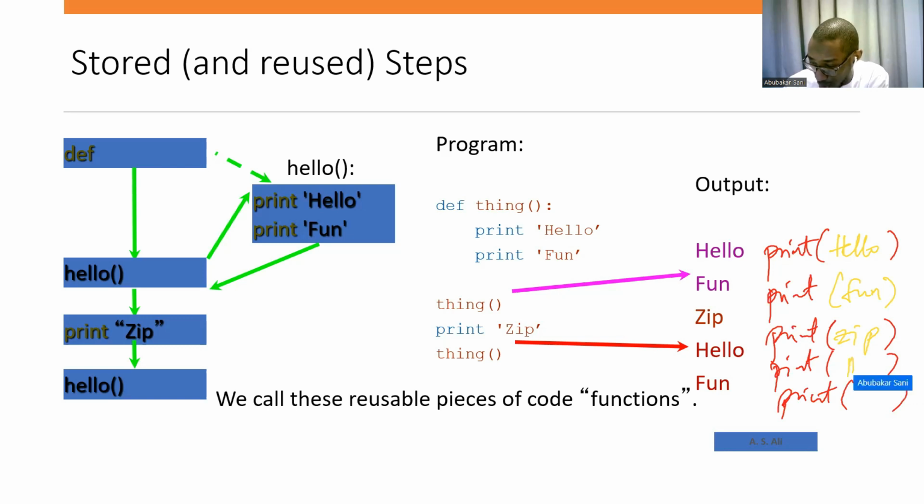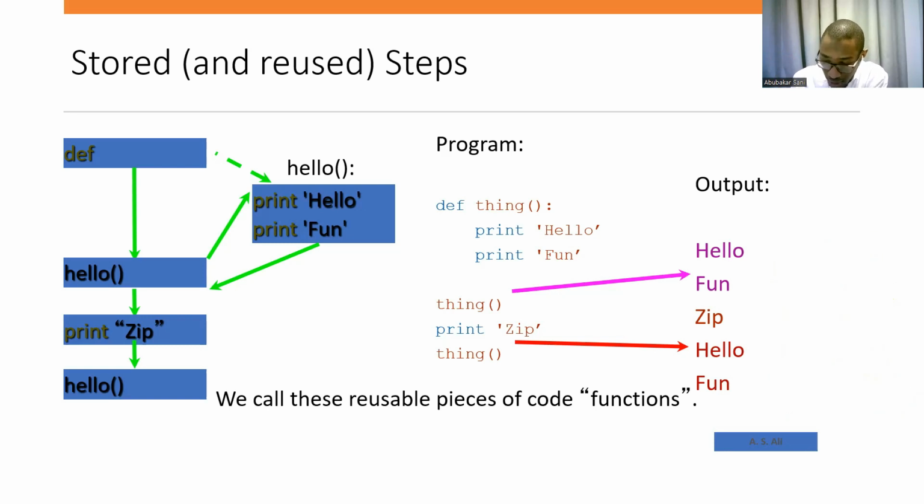Now what if I want to do this 100 times, 2000 times? Do I need to be doing this? No, of course I don't want to do this. I can just easily do it like this: print thing, calling the function once again. So this is how you define a function and how you call a function.